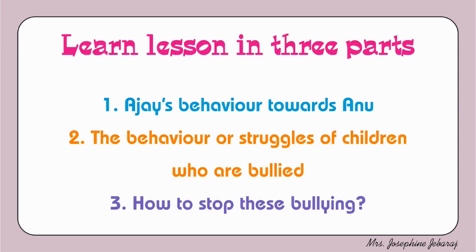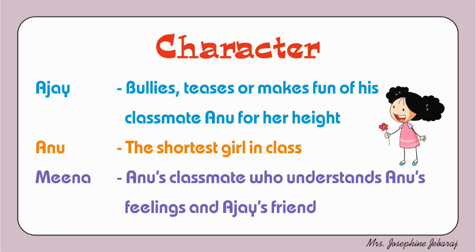Now let's move on to the lesson and learn this in 3 parts. Number 1, Ajay's behavior towards Anu. Number 2, the behavior or struggles of children who are affected or bullied. Number 3, how to stop this bullying. Starting with point number 1, Ajay's behavior towards Anu.